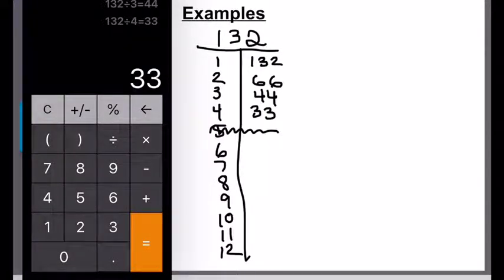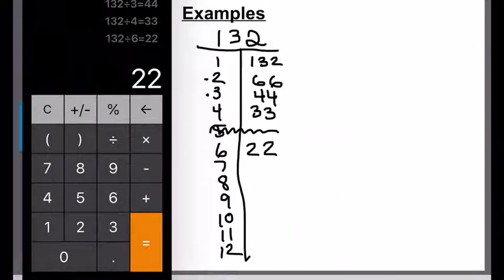The divisibility rule for 6 is if 2 and 3 are factors, so is 6, because 2 times 3 is 6. 2 and 3 are both factors, so is 6. 132 divided by 6 equals 22. So my next factor pair is 6 and 22.